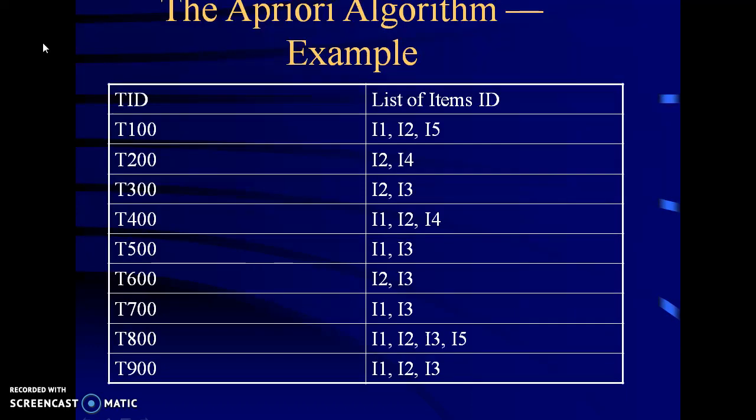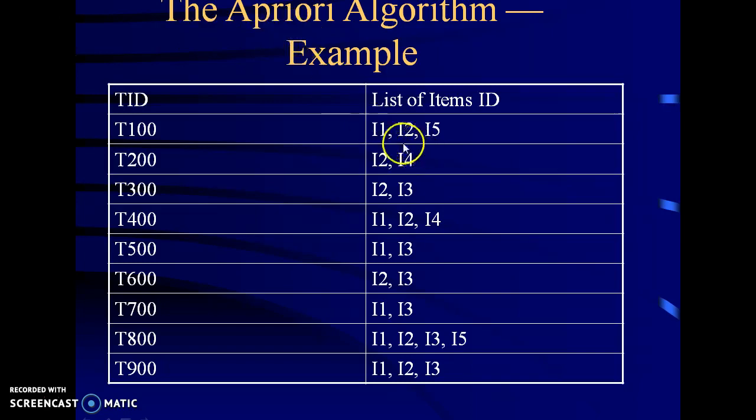Likewise, each list of items is listed over here in this transactional table. So in the Apriori algorithm, the first step is you need to find out the frequency, or the number of times each item has occurred. That is nothing but you have to count how many times I1 has occurred throughout these 9 transactions, how many times I2 has occurred, likewise for I3, for I4 as well as for I5. So let us start calculating.